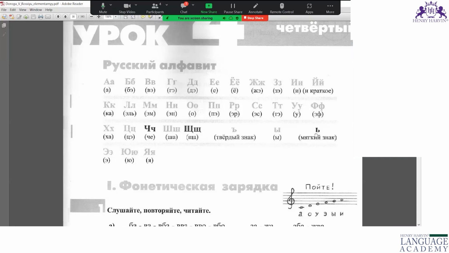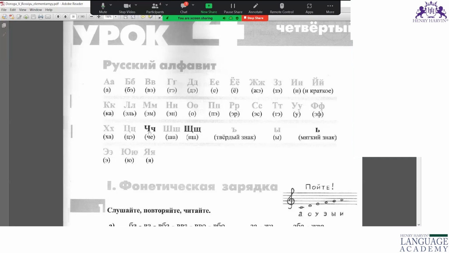It makes no sound. So we have 2 letters like that. One is hard sign. The other is soft sign. They make no sound, but they make the consonant sound hard or soft. Today we have soft sign. It looks like a small English B. And these letters do not have capital letters because we do not have words which start with these letters.